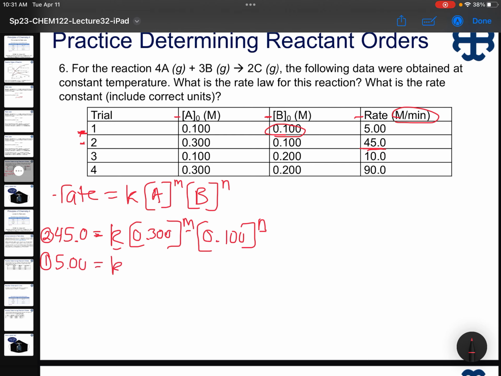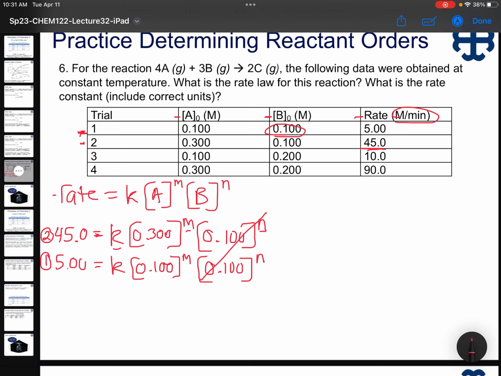That'll be equal to, we still don't know k. This time our concentration of A is 0.1, still don't know m. And our concentration of B is the same, 0.1 to the n. And so now we have 2 equations, 3 unknowns, but our B term, 0.1 to the n, is going to stay the same in both of those equations, right? So we can cancel those out.